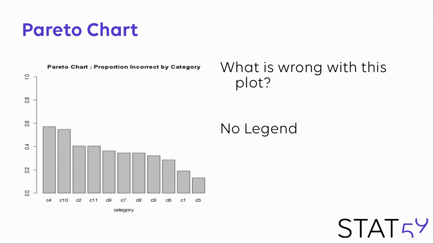We should always make sure that the legend is attached to the plot in close geographic proximity. So for this one, we should have a legend that describes what exactly is category C4, C10, C2. We should have a legend attached to our plot.